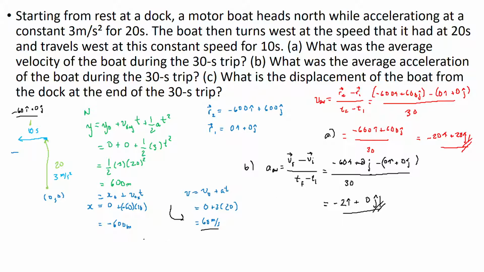Okay, finally, I know this video has been very long, but this is a very complicated problem. Part C, we just need to get the magnitude of the displacement. That would be the magnitude of R. It's going to be the square root of 600 squared plus minus 600 squared. And that's going to be equal to 848 meters. And there we go. Yeah, this problem was very, very complicated.